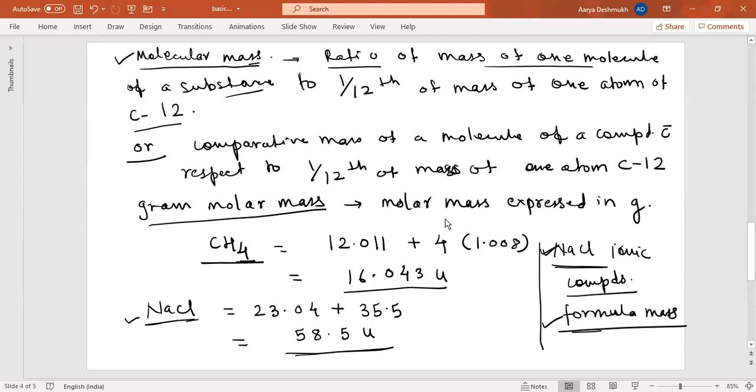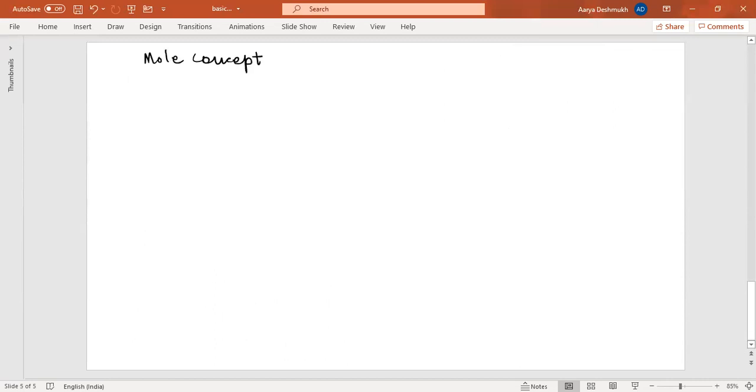So here the one more concept we are left with, that is the mole concept. Now, what is 1 mole? 1 mole, it is the amount of substance. Many problems are asked on this mole concept, remember. So you must be very clear with what is 1 mole.